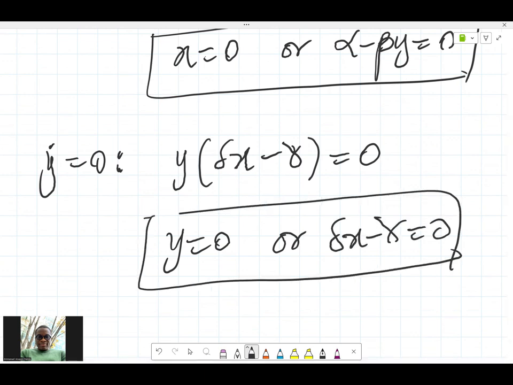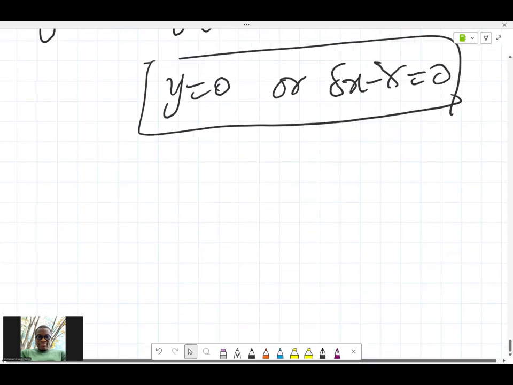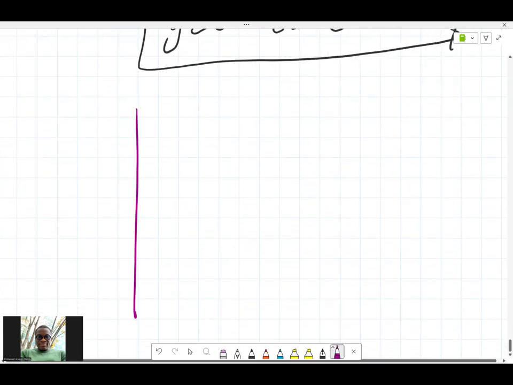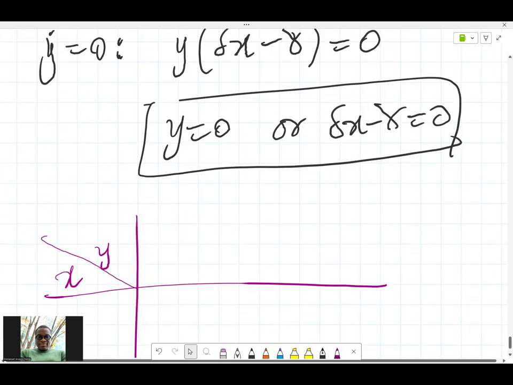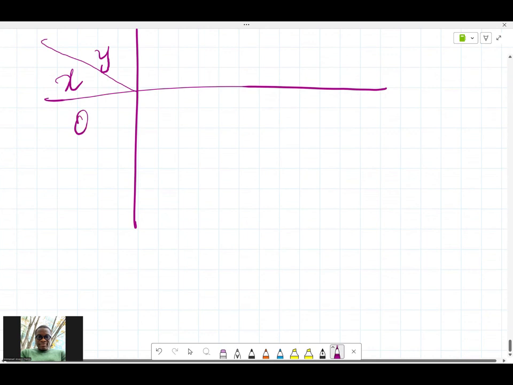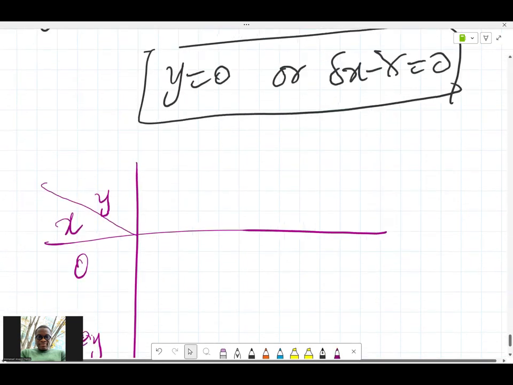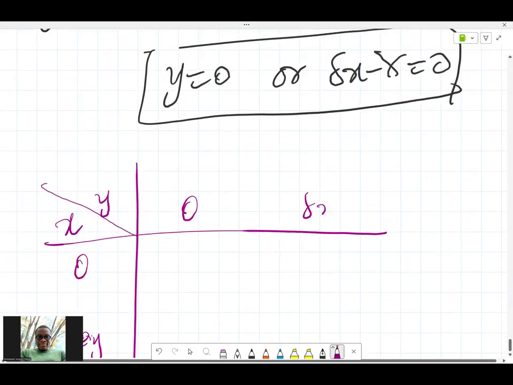So that's another one. So we can group these things. If we make a table like this, this is for the prey x and this is for the predator y. So what do we have? We have x equals 0, and then we also have alpha minus beta y equals 0. So that's for the x. And for y, we have y equals 0, and we have delta x minus gamma equals 0.